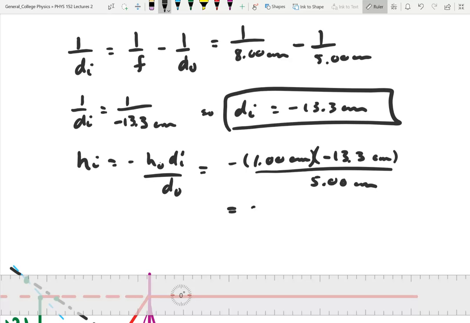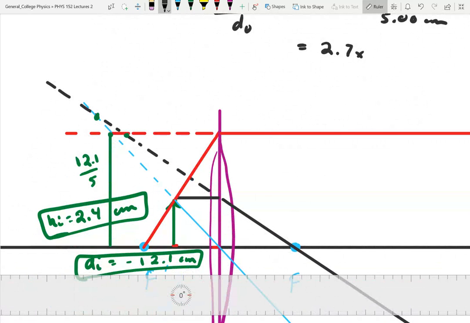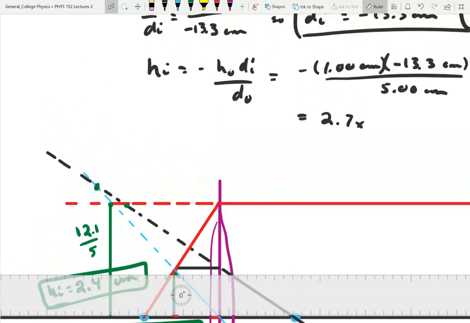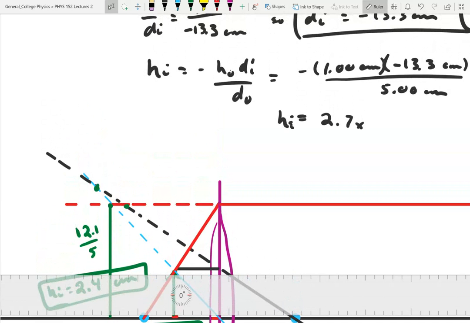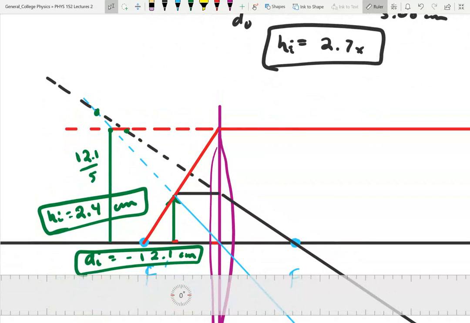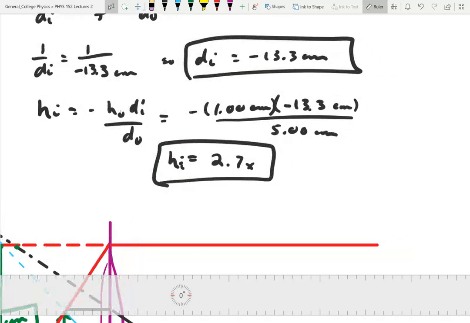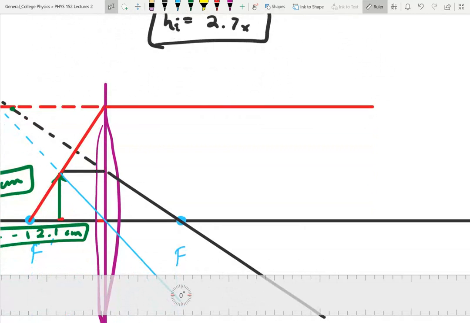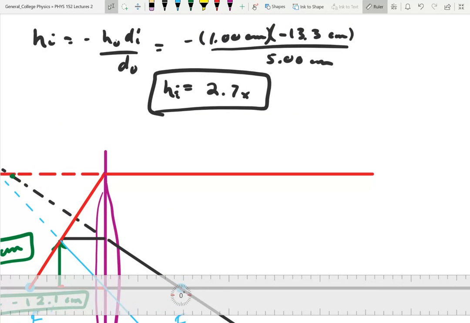Minus and minus makes a plus, 2.7 times. I said 2.7 times. What I have written out for my work is 0.889 times. 2.7 looks better than what I did for my work. I must have made a mistake when I did the equation on the spreadsheet. So here's my actual values for my picture of minus 12.1 and 2.4. My calculated values, minus 13.3 and 2.7. So once again, close, not exactly right.